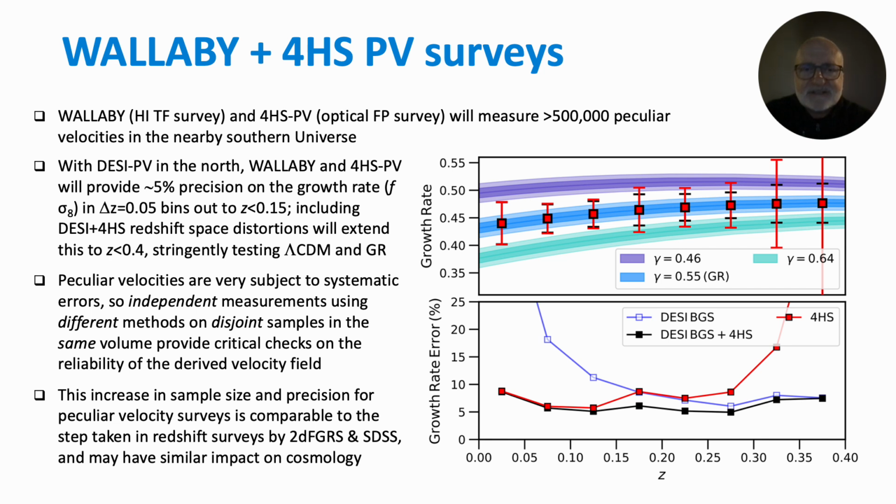Combining these surveys is also valuable because peculiar velocities are very subject to systematic errors, so having independent measurements using different methods on disjoint samples in the same volume will provide critical checks on the reliability of the derived velocity field. In summary, this increase in sample size and precision for peculiar velocity surveys is comparable to the step taken in redshift surveys by 2dFGRS and SDSS, and should have a similar impact on cosmology.